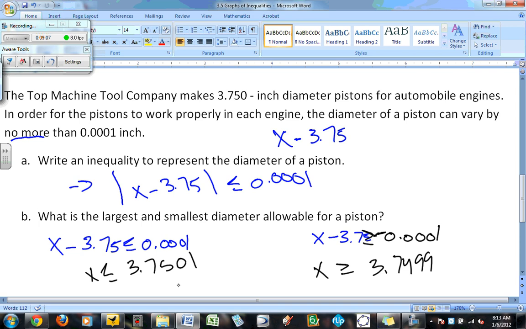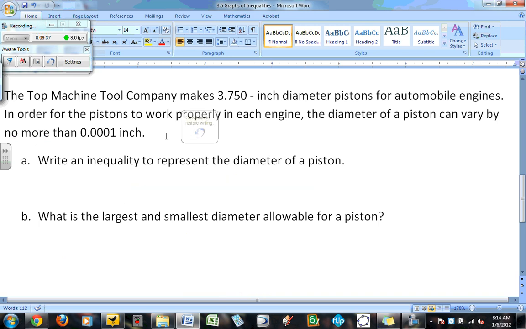If we wanted to rewrite it, we could rewrite it as 3.7499 is less than or equal to x, which is less than or equal to 3.7501. Again, if we read that from the middle, this is saying x is greater than 3.7499, and if we read to the right, x is less than 3.7501. So our x value has to be in between those. I hope this helps, and we'll see you in class.